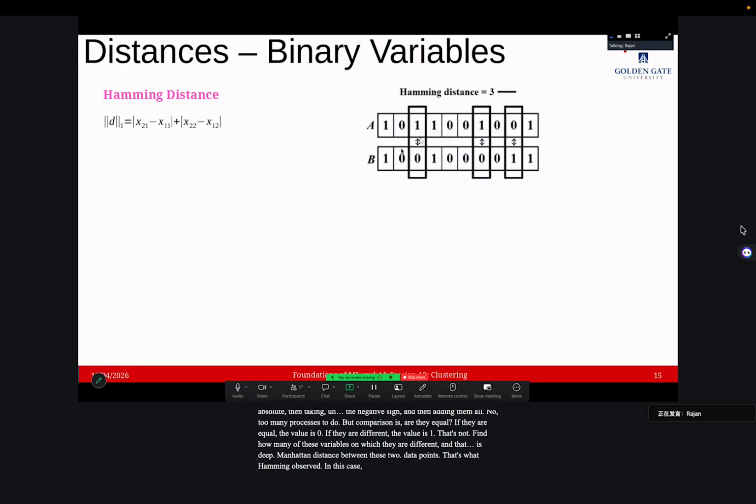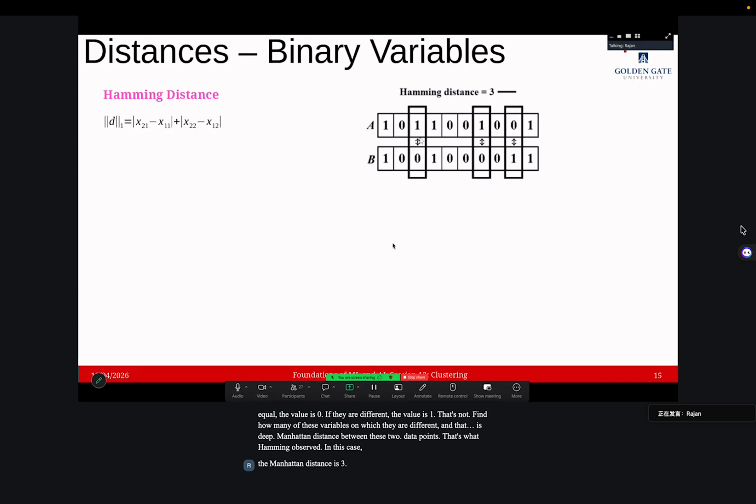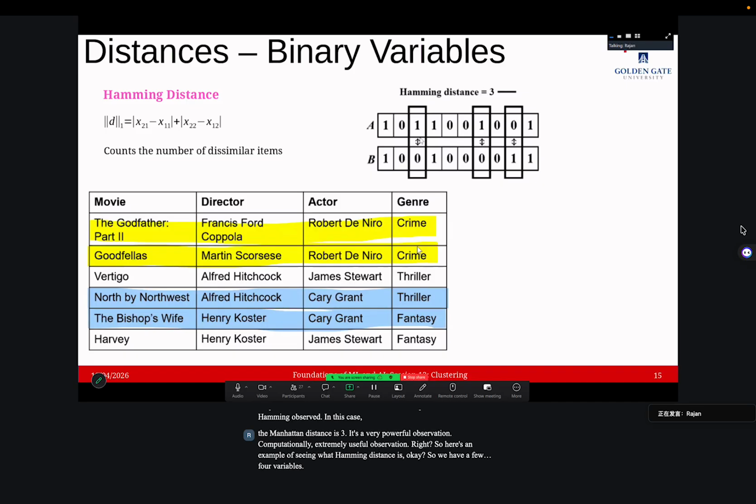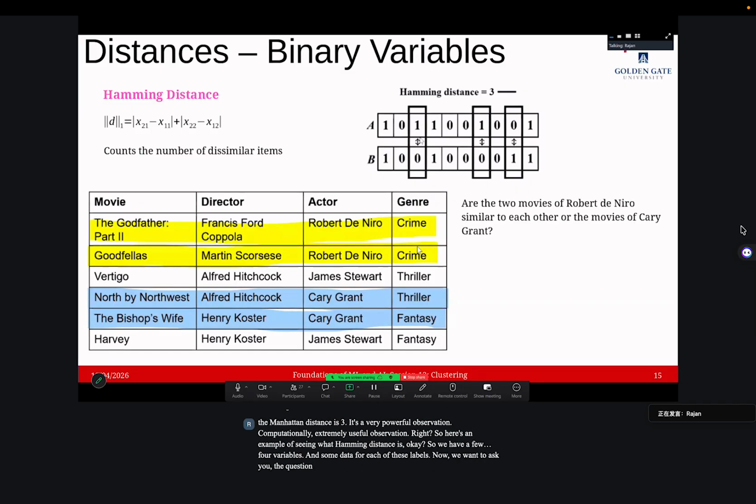In this case, the Manhattan distance is 3. It's a very powerful observation, computationally extremely useful, right? So here is an example of seeing what Hamming distance is. We have 4 variables and some data for each of these variables. The question that we want to answer is: are the 2 movies of Robert De Niro similar to each other, or the 2 movies of Cary Grant? Or 2 movies of James Stewart, whichever way you want to ask.